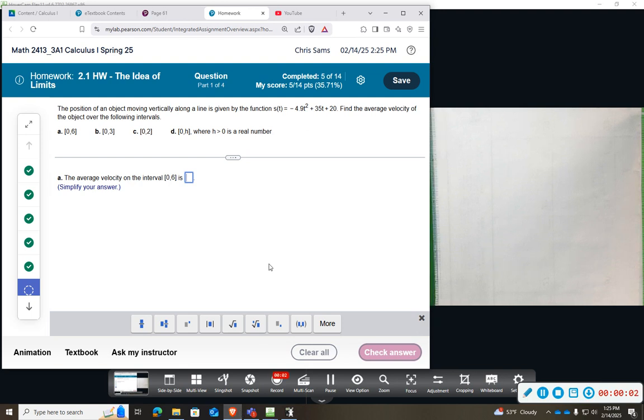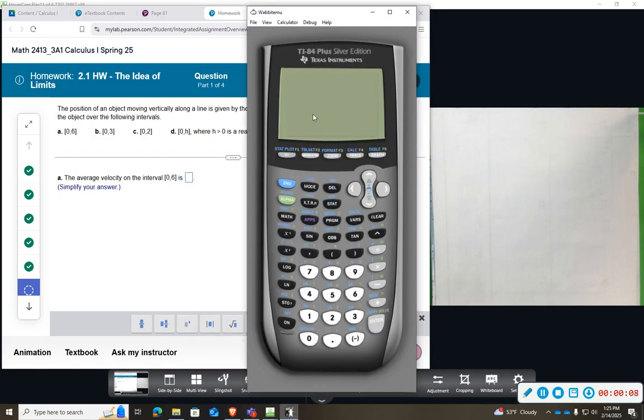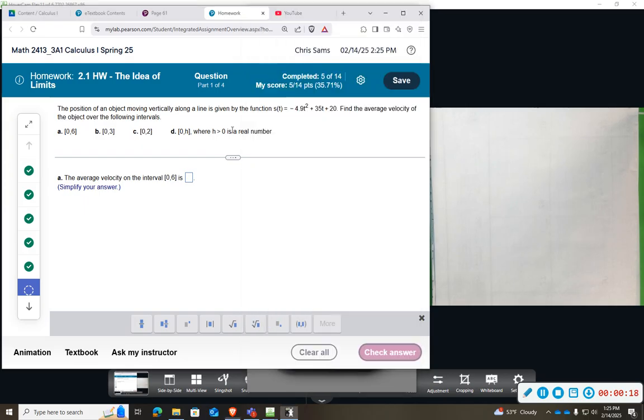All right, problem number 6. We're also going to be finding the average velocity. I'm going to use technology to help again. So I've already typed in the equation to y equals: negative 4.9x squared plus 35x plus 20.